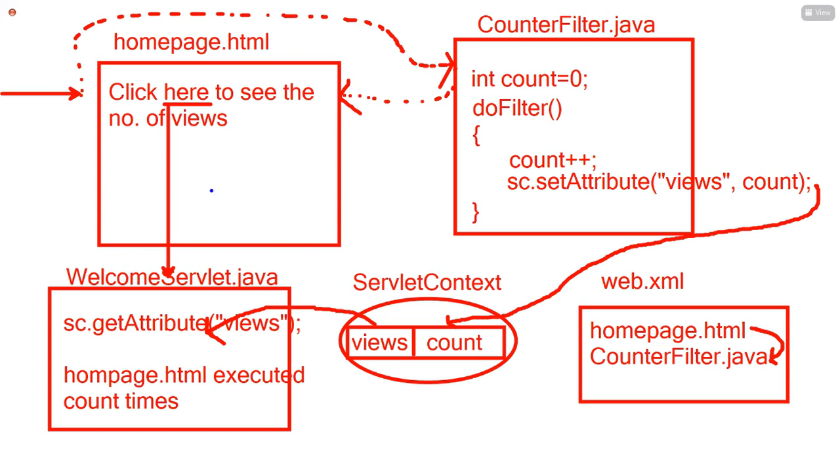So first of all, control comes to homepage.html, then control is diverted to counter filter, which is executed. After that, it comes back. Then when you click the hyperlink, the servlet is executed. This servlet returns the count from context.